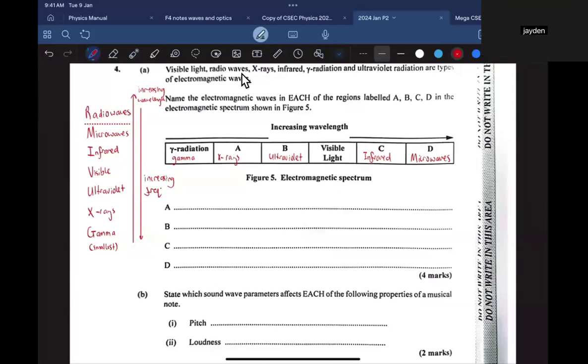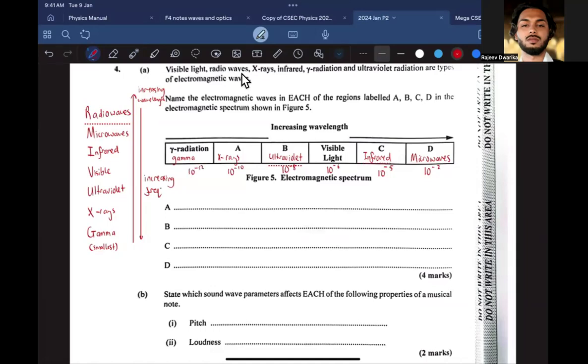Microwave. Yeah, microwave. And if they want to be extra bad, they could ask for the wavelength. So microwave could be 10 to the power minus 2. Infrared will be 10 to the power, I think, minus 5. I will check it after. I think visible is like 10 to the power minus 6. Ultraviolet is 10 to the power minus 8. X-rays is 10 to the power minus 10. And this last one is 10 to the power minus 12.